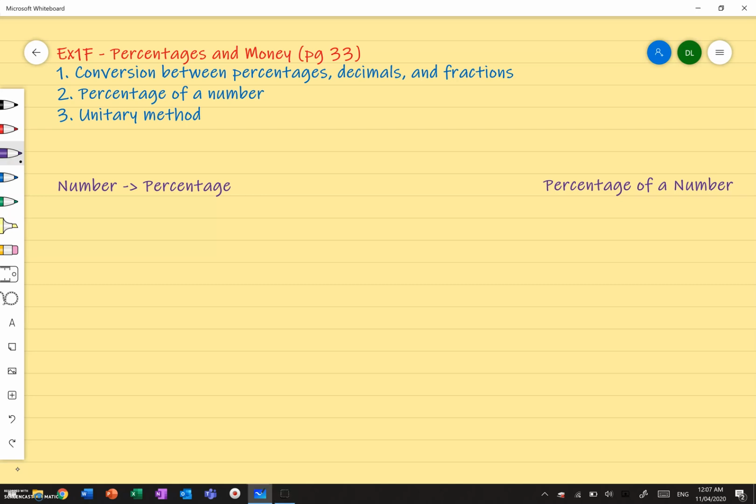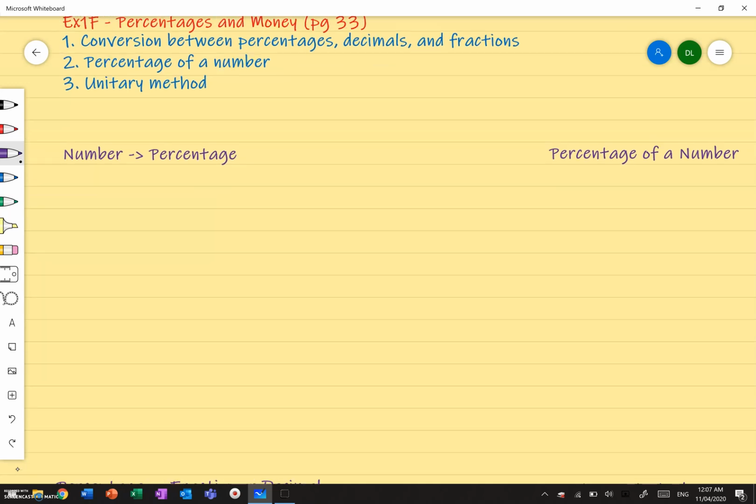Alright, we'll be going through three main things today. We'll be going through conversion between percentages, decimals, and fractions. We're going through percentage of a number, trying to calculate the percentage of a number. And we're going through the unitary method again, but we're using percentages for this one.